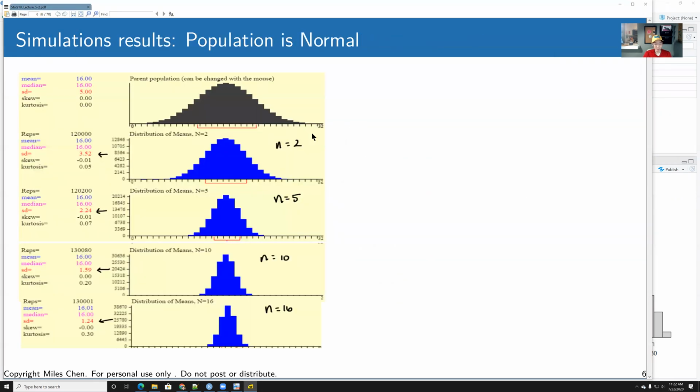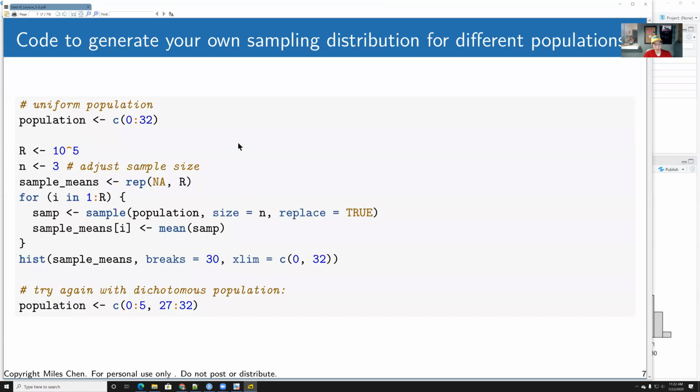I've plotted this, and what we see is here's the population that's normal, and as the sample size increases from 2 to 5 to 10, we can see that the standard deviation shrinks. They all retain this shape of being normal, but the sampling distribution gets more narrow.